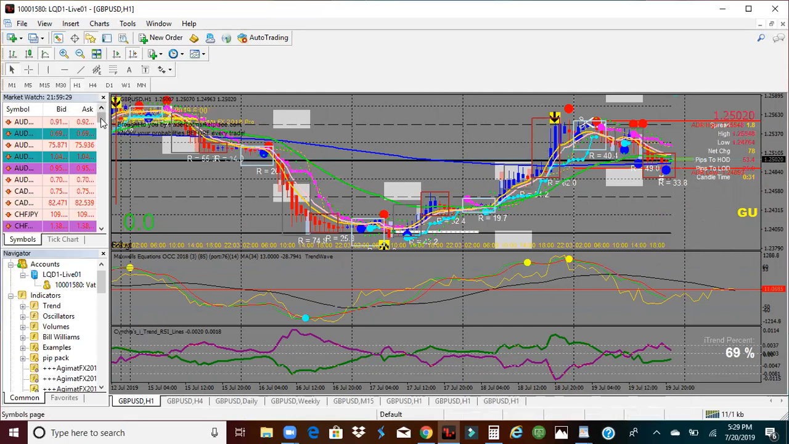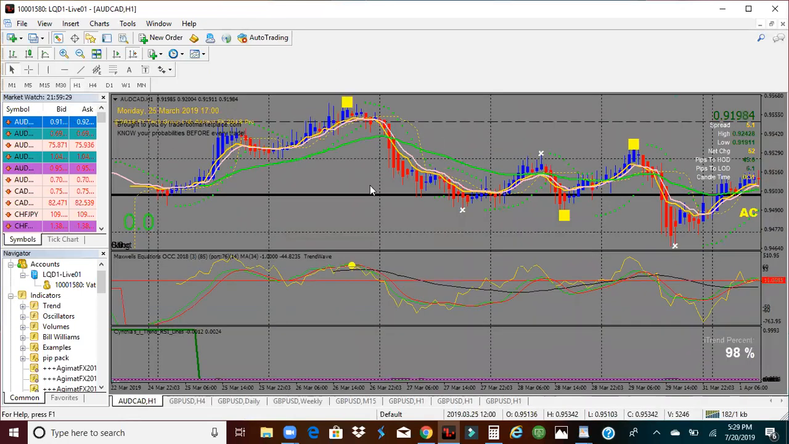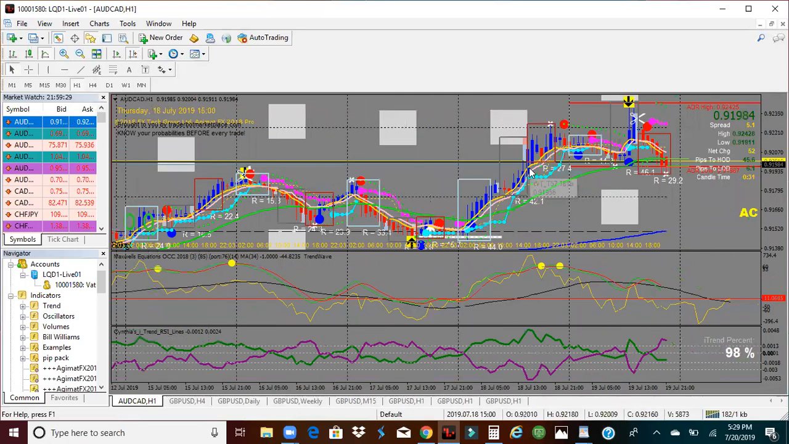So we're going to go ahead and take a look at some other pairs. So let me see. Okay, a lot of people look at AUDCAD, so I'm going to go ahead and just go down the list. I don't have a specific pair that I'm going to look at, but I'm going to take a look at some of these pairs for you and see.